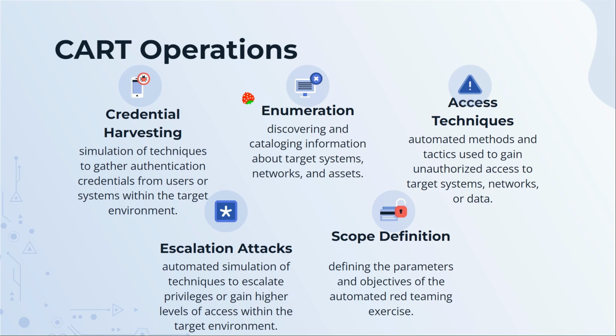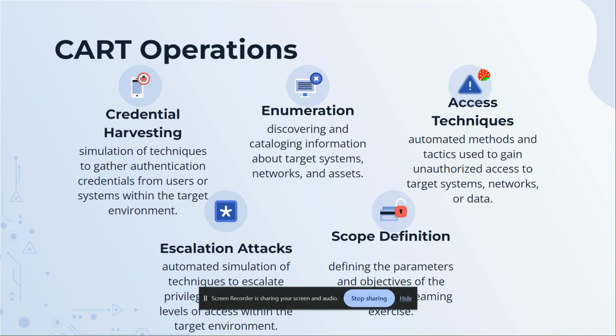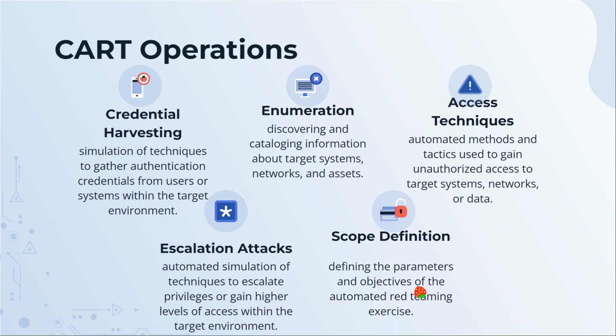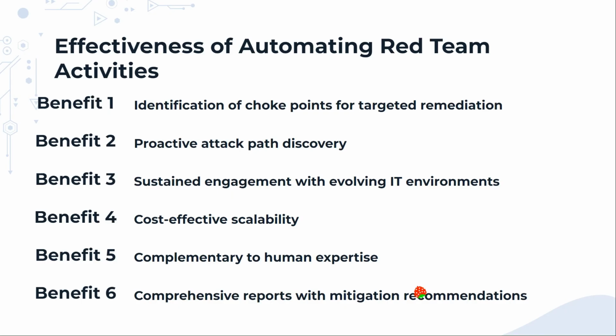Access techniques includes automated exploitation of known vulnerabilities, misconfigurations, or weak authentication mechanisms to establish initial access, and escalation attacks includes automated simulation of techniques to escalate privileges or levels of access within the target environment. Scope definition is defining the parameters and objectives of the automated red teaming exercise.